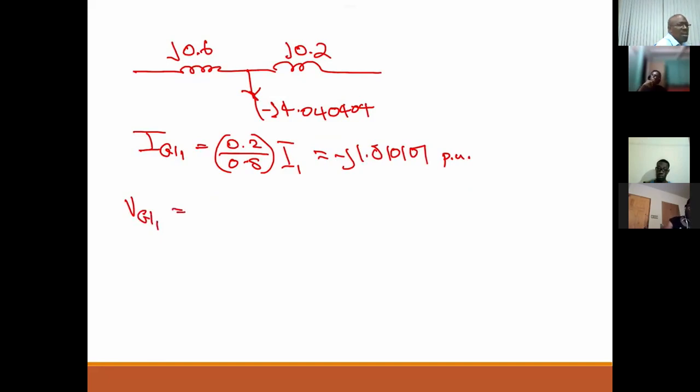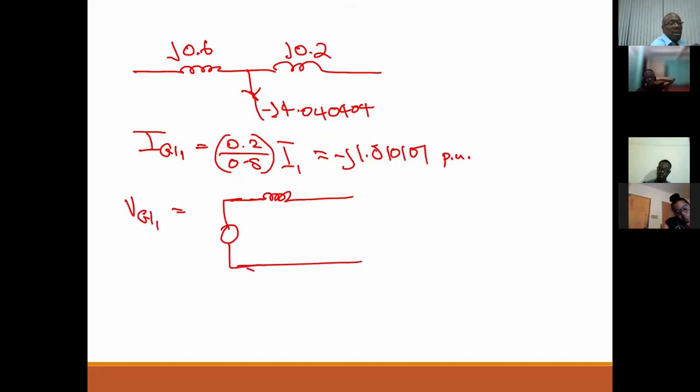Which means, therefore, that the voltage at the generator terminal one, VG11, would be equal to 1.1. Although all the current comes from the generator, because we are considering only the terminal voltage of generator one, it means I have to use here 0.2, because that's only for the generator. You with me?